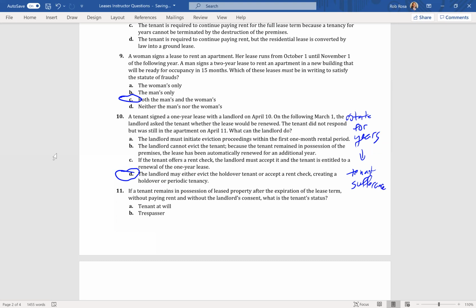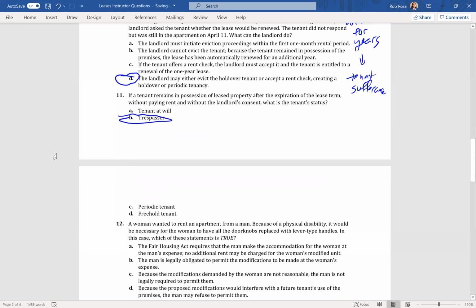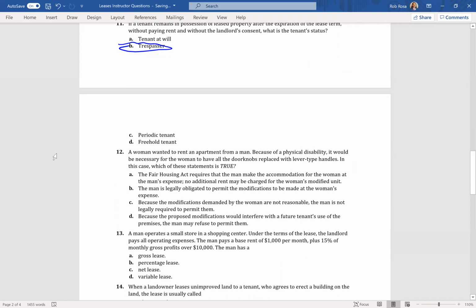All right. Number 11, if a tenant remains in possession of leased property after the expiration of the lease term without paying rent and without the landlord's consent, what is the tenant's status? B. D. The good old D. Trespasser. Yep. Trespasser.